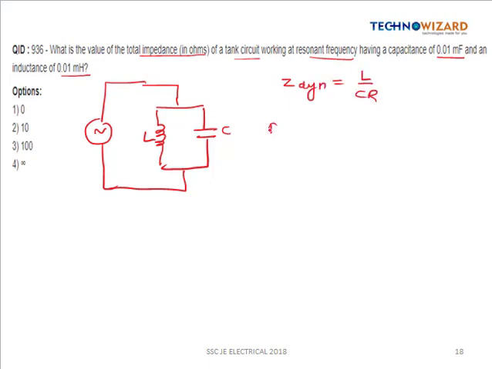So for the ideal tank circuit, the resistance value will be equal to 0. So the impedance of the tank circuit will be equal to infinite. It means it will act as open circuit at the resonant frequency. So Z dynamic, we are getting the value as infinite. So option D is the right answer.